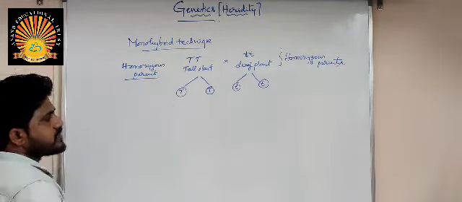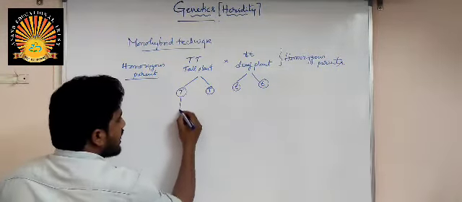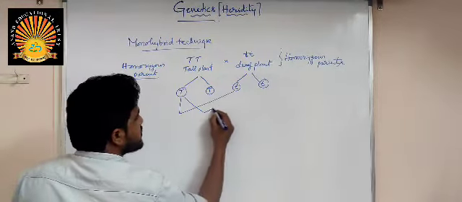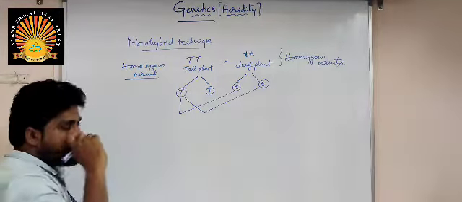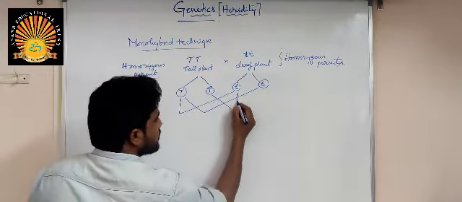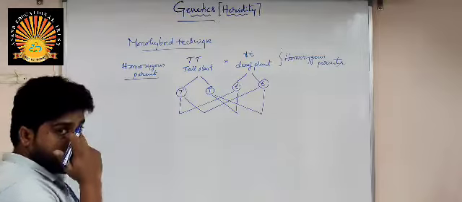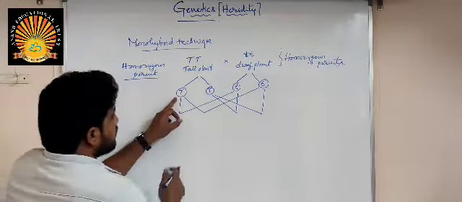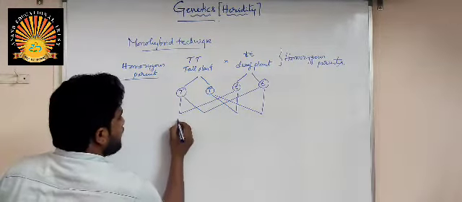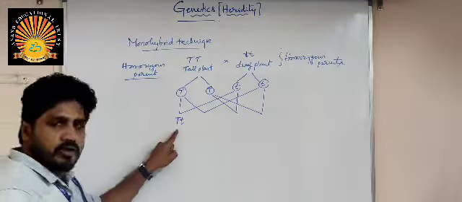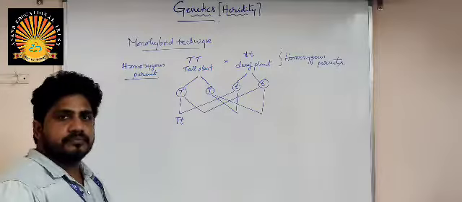The parent gametes can be fused. This gamete has a chance to fuse with this, and this gamete also has a chance to fuse with this. Likewise, this gamete can fuse with these two gametes in probability. In the fusion of this gamete and this gamete, a variety will come, that is capital T and small t, which you cannot see in their parent.